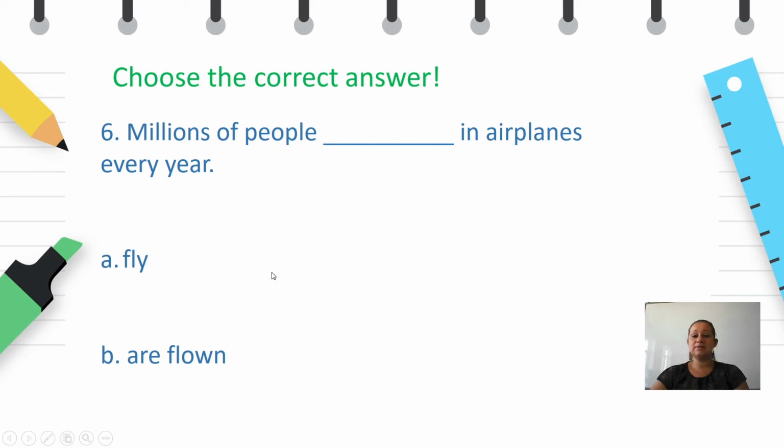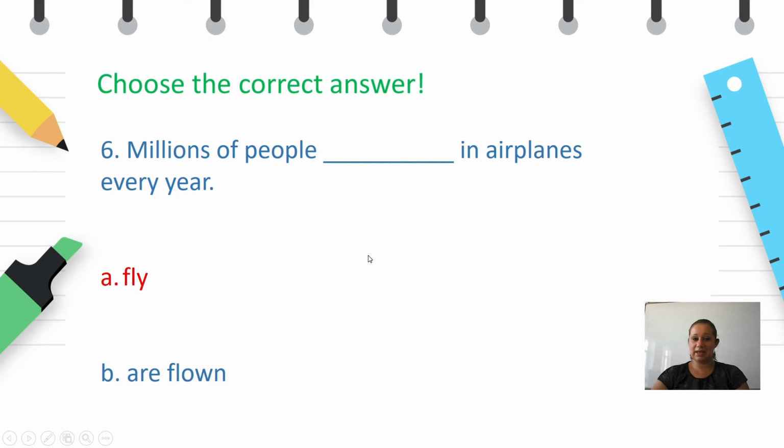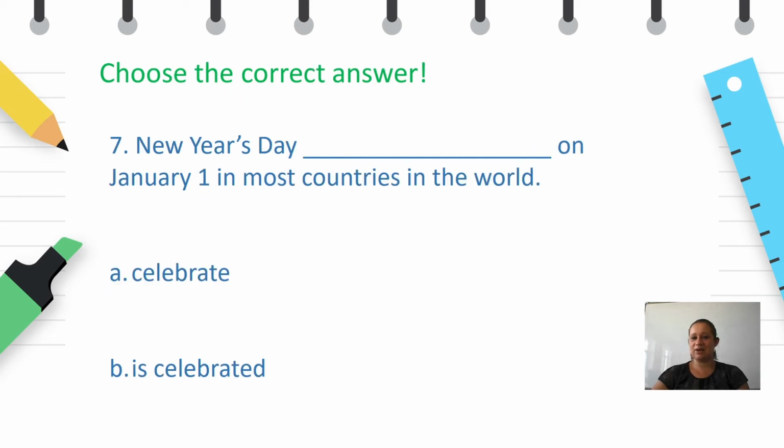Yes, it's an active sentence, so the correct form of the verb would be A, fly. Millions of people fly in airplanes every year. All right, number 7. New Year's Day on January 1st in most countries in the world.